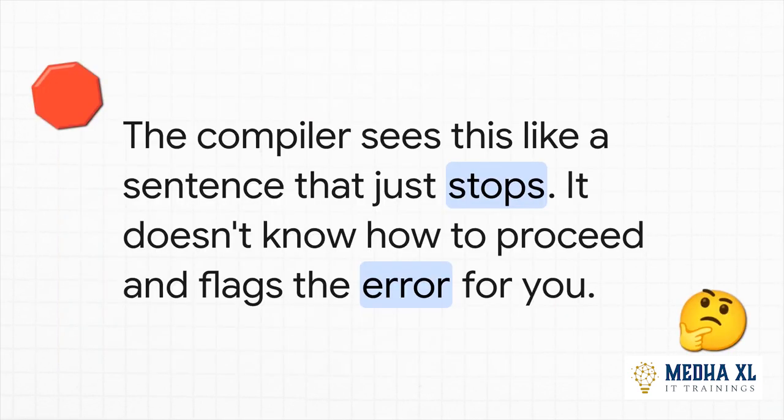Here's a perfect classic example. This printf line looks totally fine, right? But look closely. It's missing that tiny little semicolon at the end. To the compiler, that's like reading a sentence that just ends abruptly. It has no idea what to do next, so it just flags it for you. This is the compiler's way of gently tapping you on the shoulder and saying, hey, I think you forgot something here.